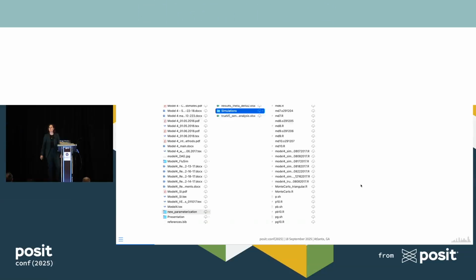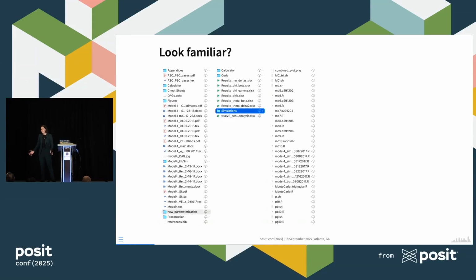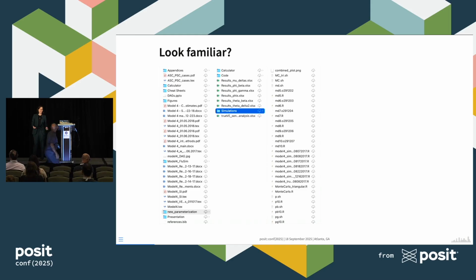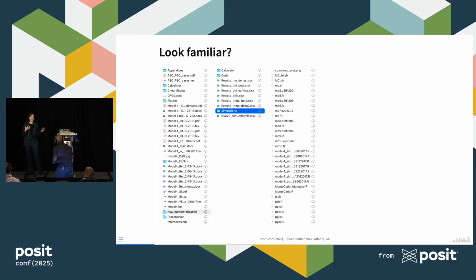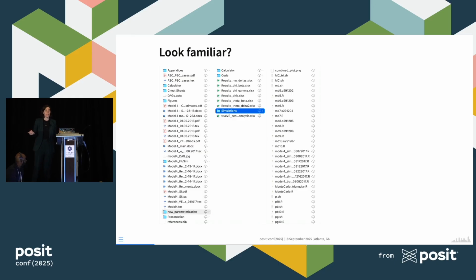So this may look familiar to some of you. It is what I lovingly refer to as the project folder hellscape. Looking at it, it's chaotic. There's a lot of different folders with not very informative names. There's a lot of different files, a lot of different versions of the same file, and a lot of files that have really uninformative names like MD7. I have no idea what that means.